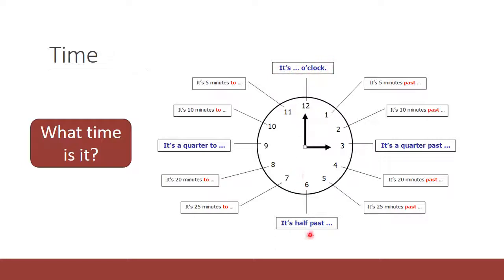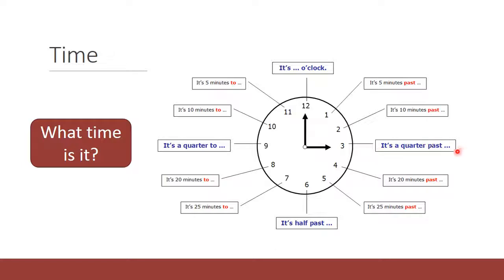When it is y media, we use half past or half. When it is cuarto, we call it quarter. It can be quarter past or quarter to. So here we can have the different times, like it's 5 minutes past. In this case, it would be past 3. It is 10 minutes past.